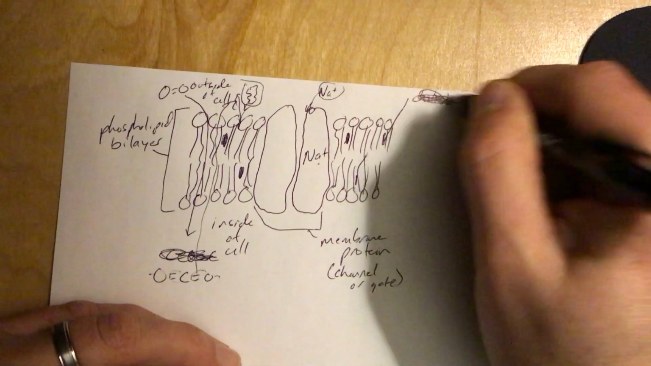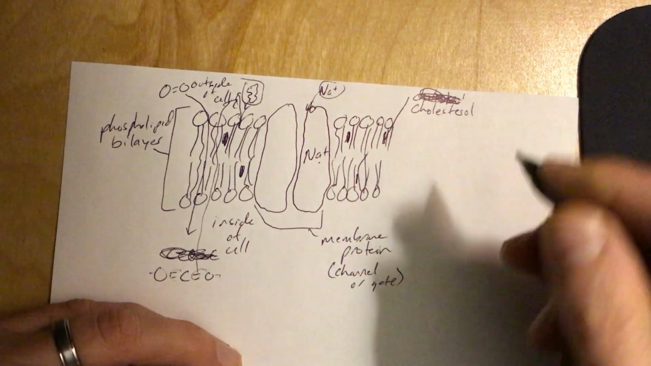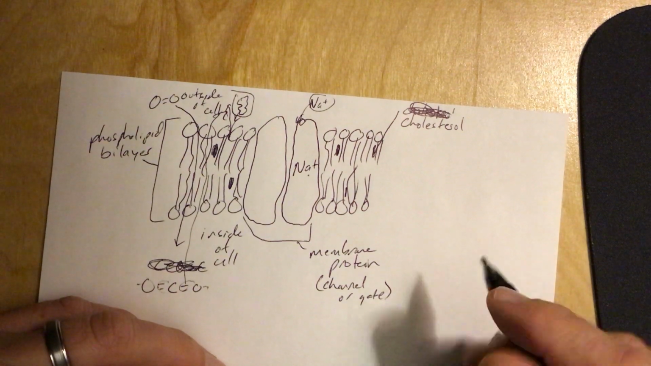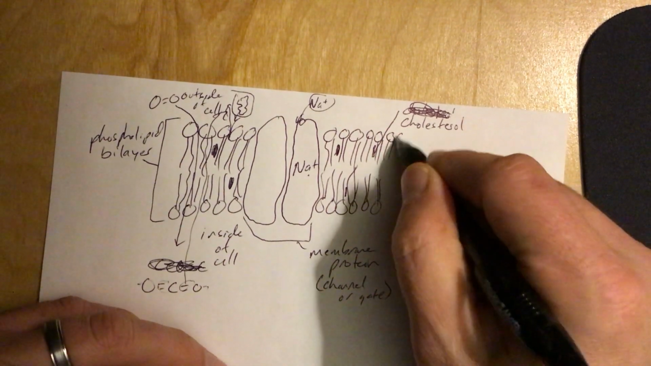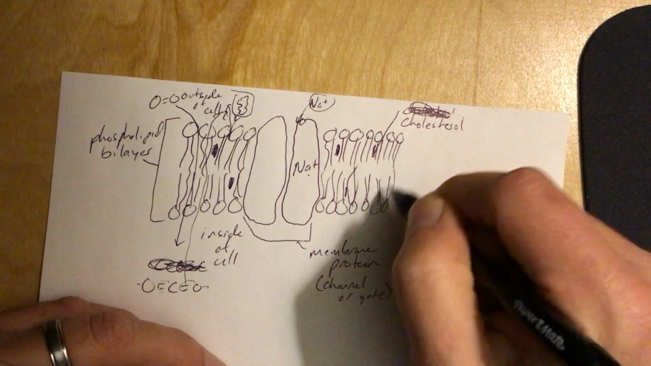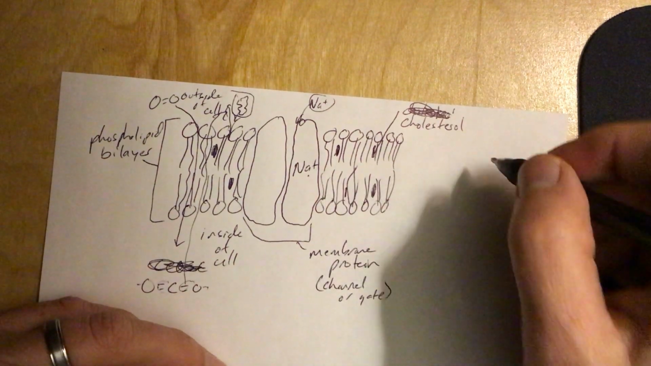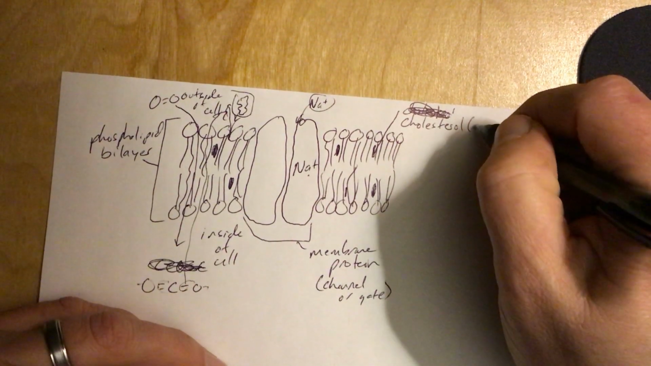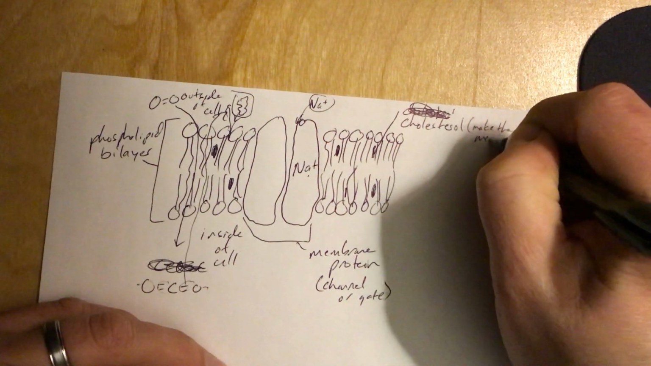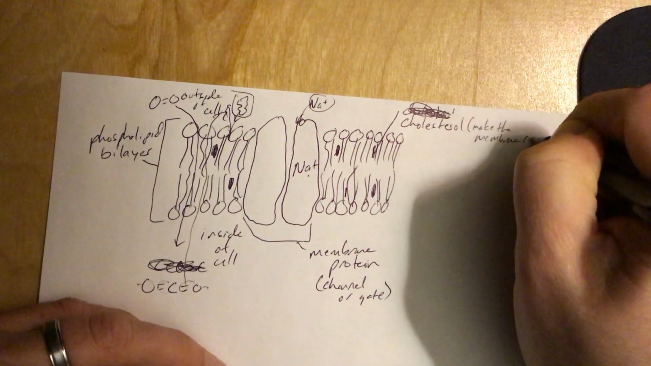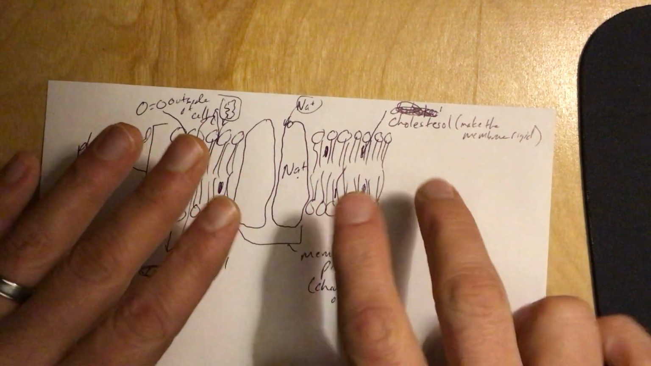Cholesterol gets a bad rap. And I will tell you that some cholesterol is very bad for you. But you do need some cholesterol to basically make the membrane rigid. Remember how I said those tails are all squiggly?